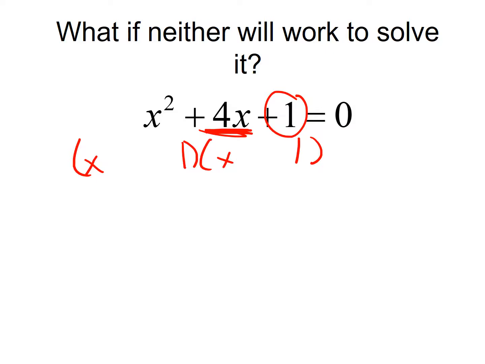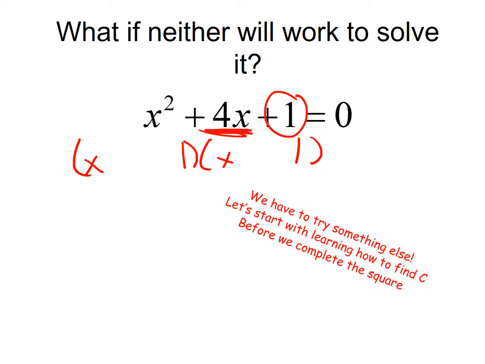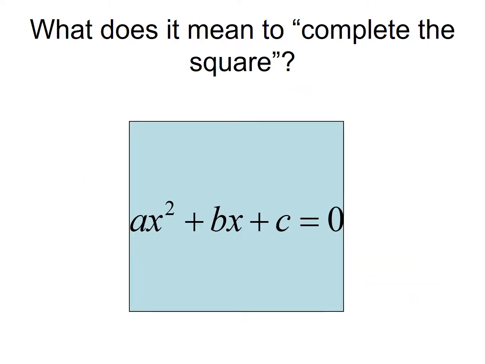So what are we going to do when we have these types of situations? Well, that's where completing the square comes in. So we're going to have to try something new, because factoring and solving by taking the square root won't work in this example. So this whole video is going to be talking about how to start completing the square, and that's going to be finding C, and we'll talk about what that means. For the first couple slides, I keep saying that our new method is completing the square. Well, what do I mean when I say we need to complete the square?